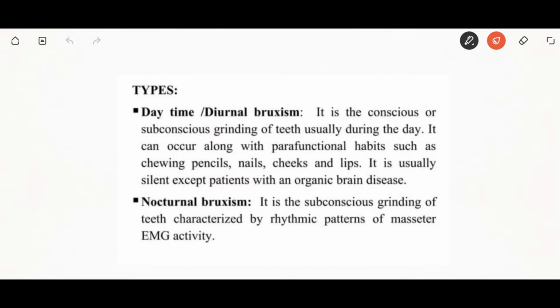Now let us discuss about the physical injuries of the teeth. The first is bruxism, or it is known as night grinding, or another term is bruxomania. What is bruxism? Bruxism is defined as the habitual grinding or clenching of the teeth either during the sleep or during the waking hours.